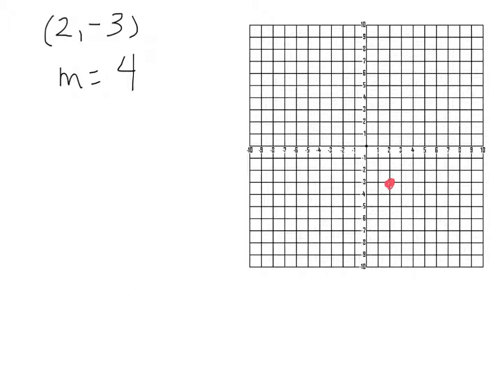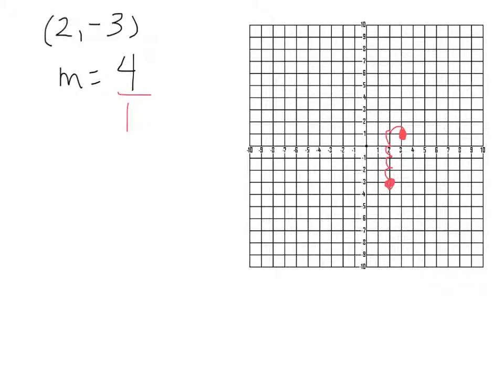From that point, I'm going to move with my slope. Now, if I have a whole number slope, you can write that as 4 over 1. So you now have a rise over run. Go up 4: 1, 2, 3, 4, and over 1 to make your next point.